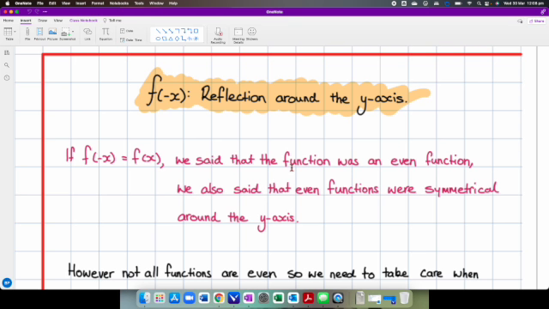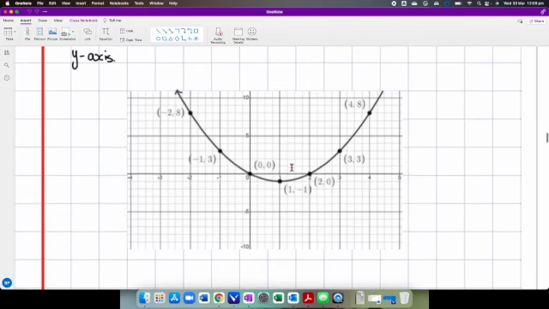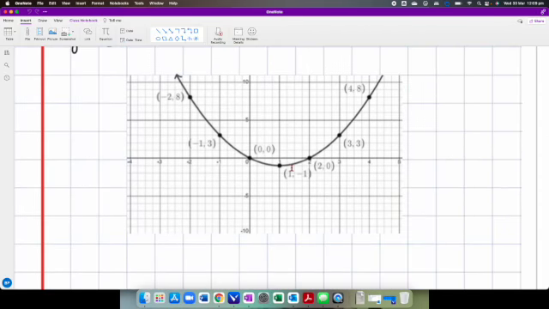We said that the function was an even function. We also said that the functions were symmetrical around the y-axis. However, not all functions are even, so we need to take care when sketching. Consider that first curve. So remember that first curve we looked at, that first parabola? We come back to this one where it was 2, 8, 1, 3, 0, 0.